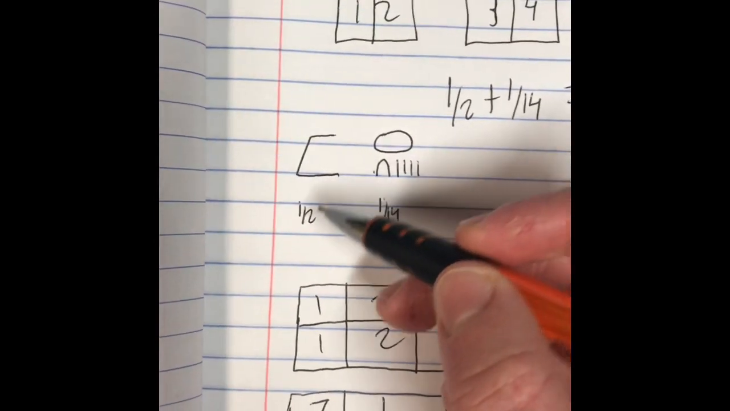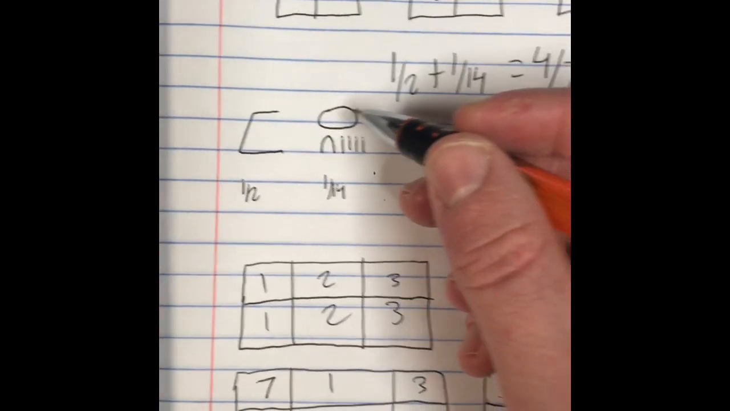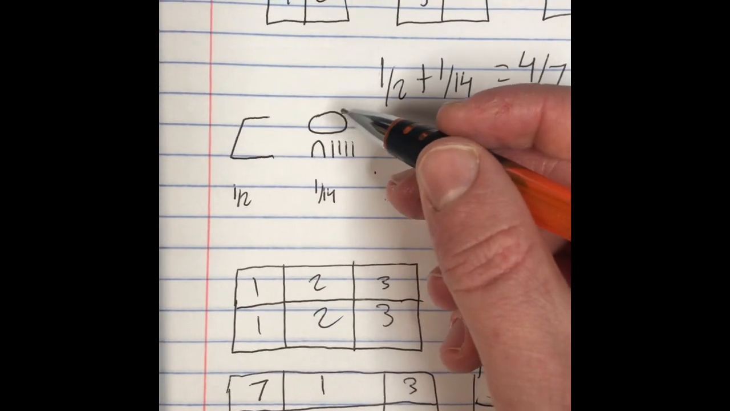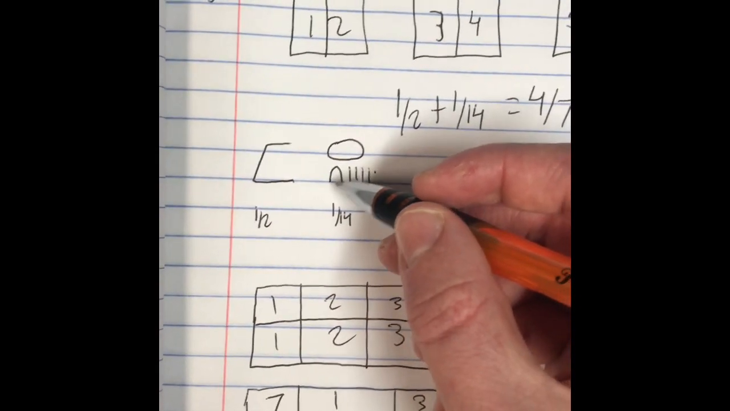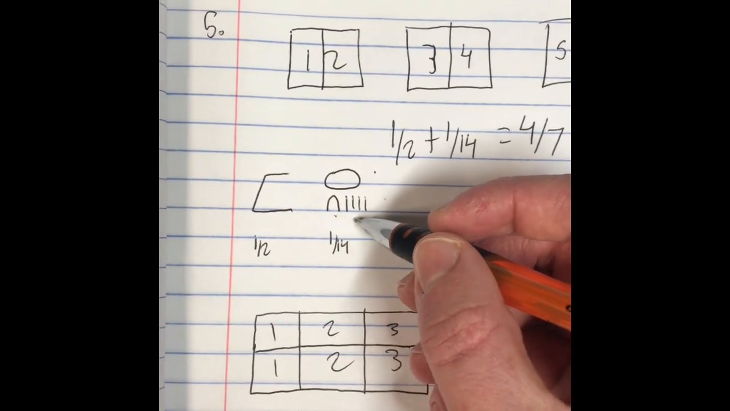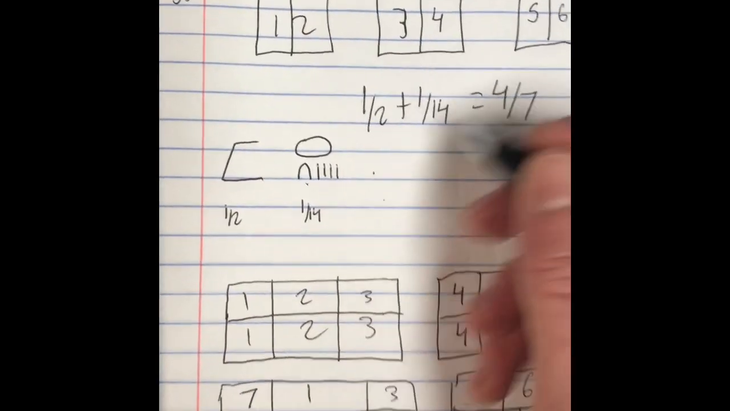Now in Egyptian hieroglyphs, this symbol means a half. That's how you show your half. Now this is to show the fraction. So it's 1 over. That's what this is. Now this symbol means 10, and each one of these is 1s, therefore 1/14.